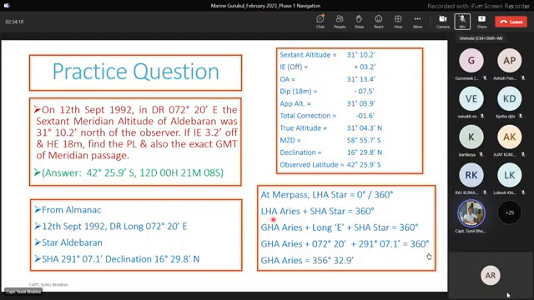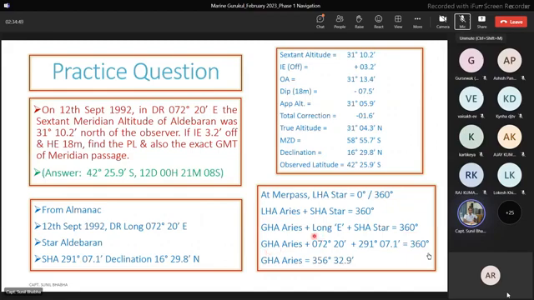LHA star is equal to LHA of Aries plus SHA of star, which is equal to 360 degrees. LHA of Aries is GHA Aries plus longitude east. In this case, the longitude is easterly longitude. So GHA plus easterly longitude will give us the LHA of Aries plus SHA star equal to 360 degrees.